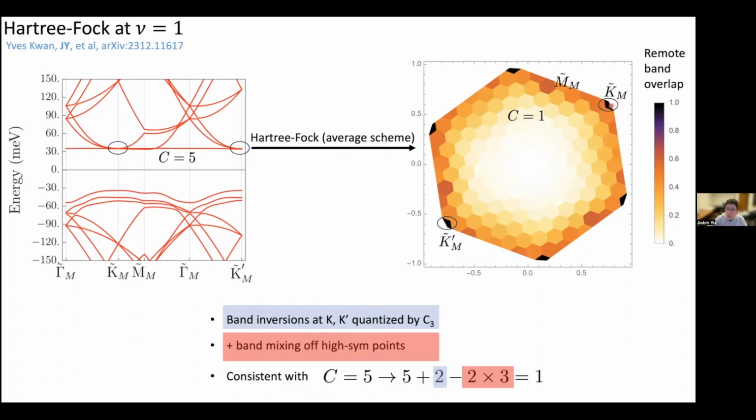You can see that at K and K prime, the bands come mostly or completely from the remote single particle bands, and on the edge of the Brillouin zone, there are some other points that also have strong mixing with remote bands, indicating some additional band inversion or band mixing. So basically at K and K prime, it changed the Chern number by 2, and these additional generic points will change the Chern number by 6, and eventually it gives us 1. Okay, so this is the average scheme.